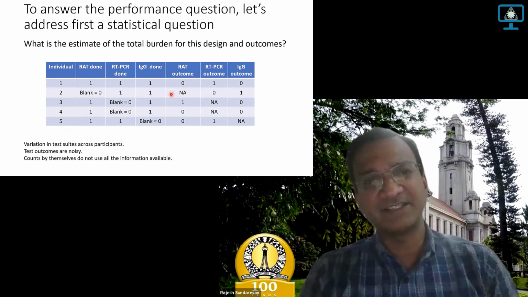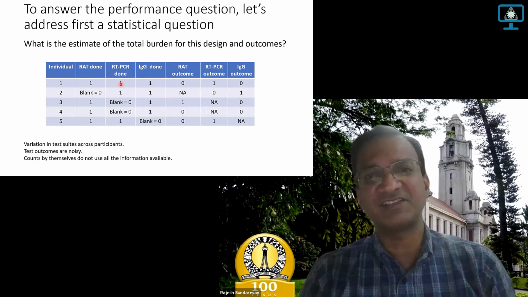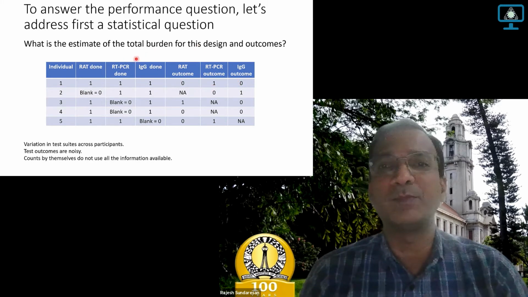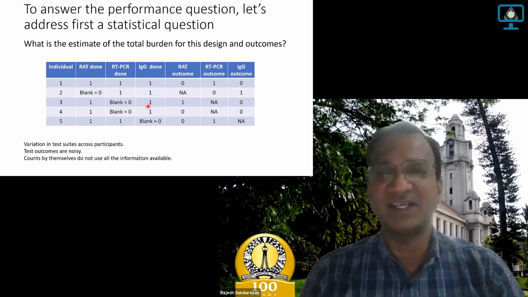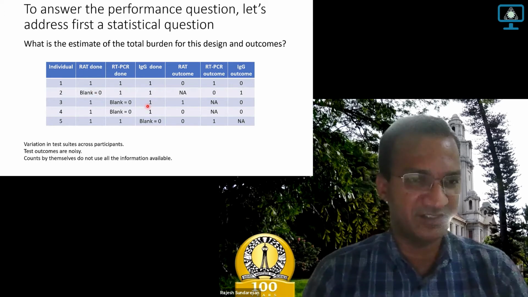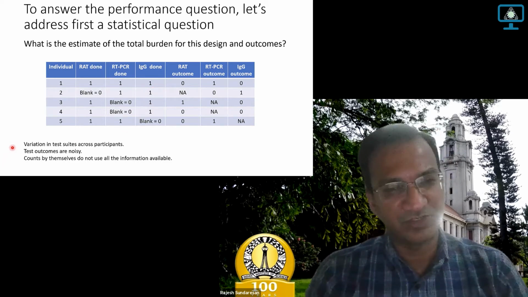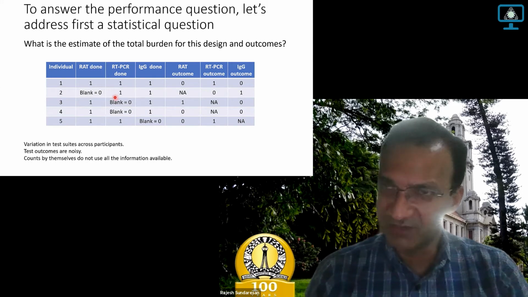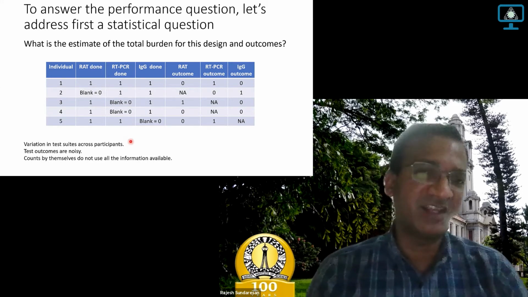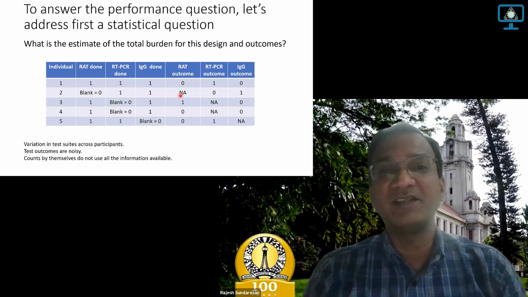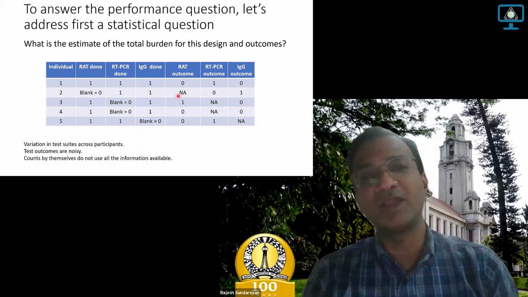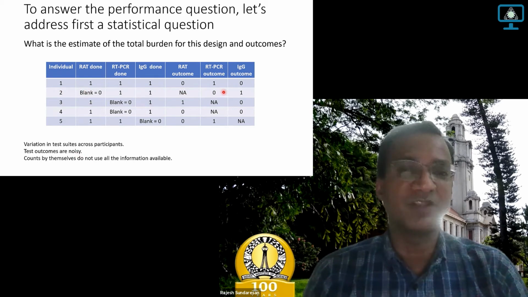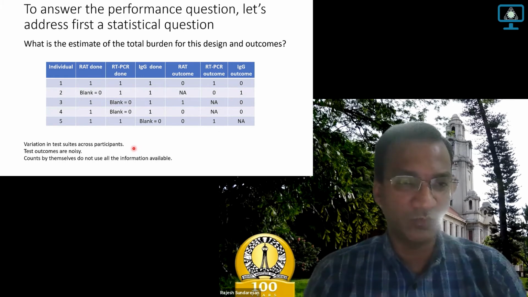So we have a line list like this, which indicates what is the suite of tests done on each individual and what are the outcomes. So how do you go about estimating the total burden from this design and outcomes? So we are also given a fixed design. Now I'll highlight the issues. The issues are that there is variation in the test suites across participants for a given design. So if we chose a certain design, we have to take that variation into account. That means that some outcomes are not going to be available simply because we didn't do those tests. The other issue is that the test outcomes are noisy, and we'll have to account for those.